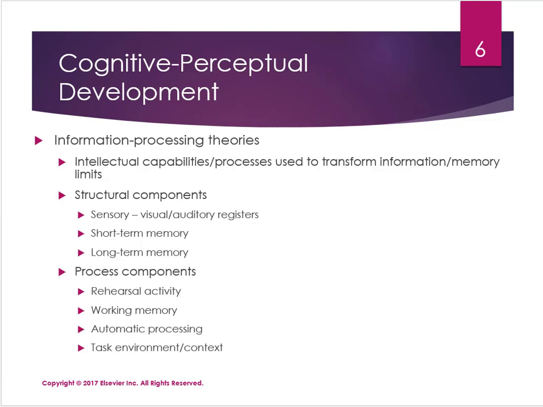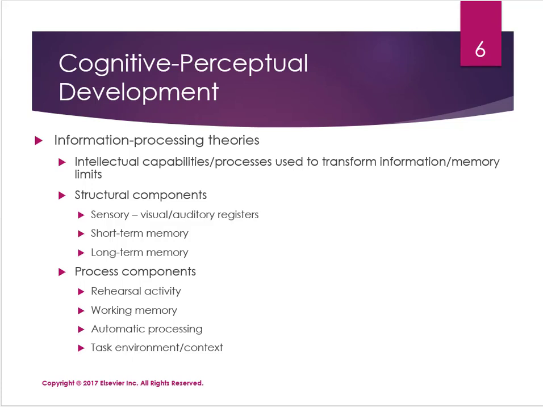We're going to talk about a few theories that impact cognitive perceptual development. The first is information processing theory. It's a way of looking at how individuals problem solve. It assesses their intellectual capabilities, such as how information is presented, processes used to transform this information, and any memory limits that might constrain the amount of info that was presented and processed.